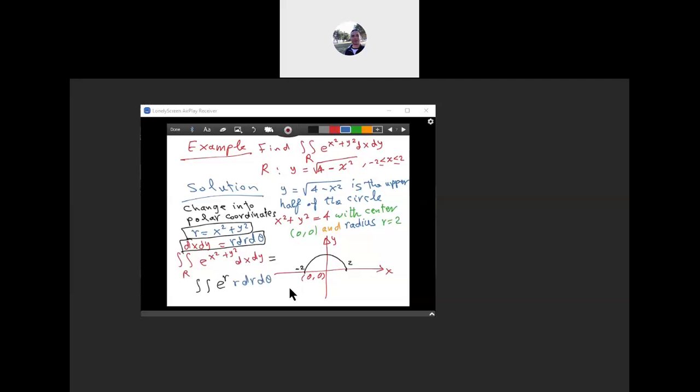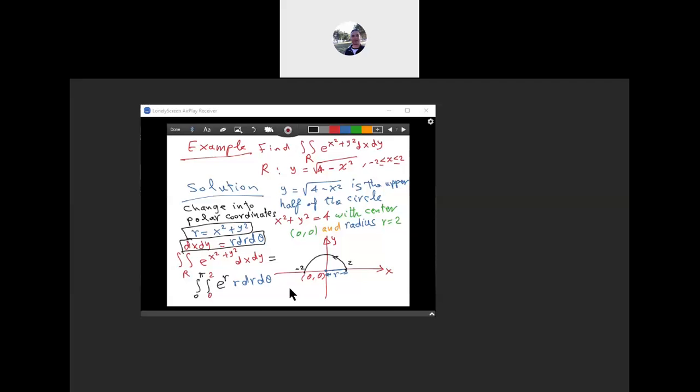Now, how to find the lower bound and upper bound? You have no problem, because you're fixing r from the pole. So this is your r, right? So r starts from 0 to 2. So I have no problem with this one, r from 0 to 2. Okay, what about theta? Theta starts from here, 0, and goes up until pi here. So from 0 to pi.